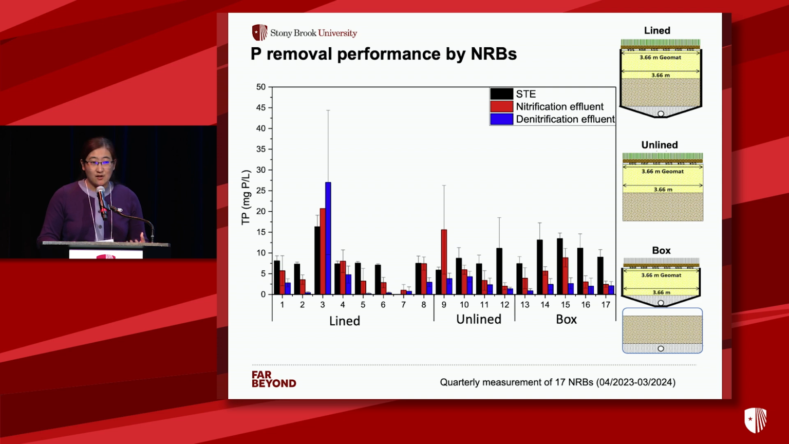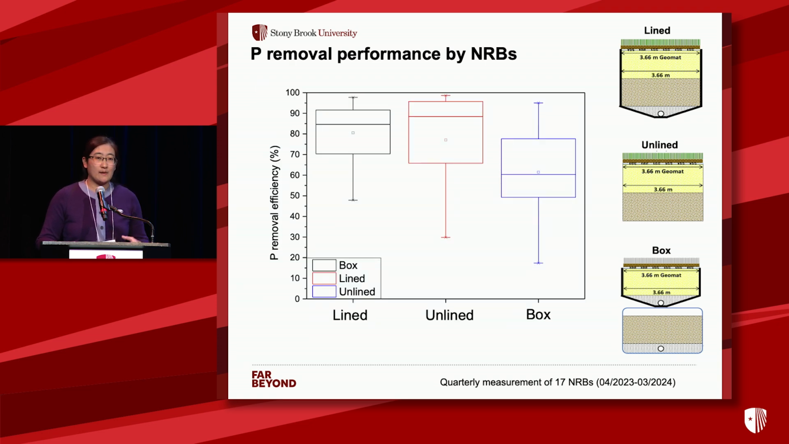In addition to the nitrogen analysis, we also collected samples for phosphorus analysis. As you can see in this figure, the y-axis shows the total phosphorus concentration in our influent and effluent. These are the data collected last year based on a quarterly measurement. In summary, when we look into the performance of NRB systems, for the 3 types of NRB, lined, unlined, and the box systems, they all achieved very good removal performance, from 60% to even 90%.